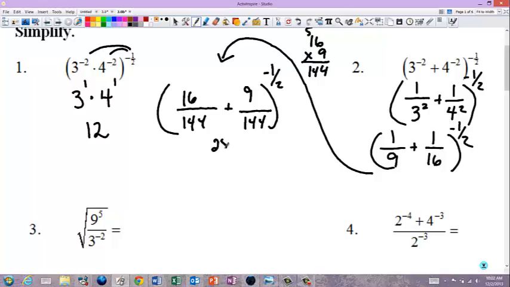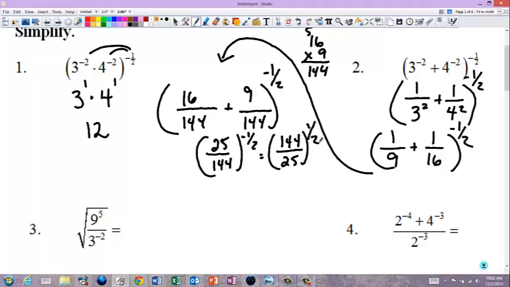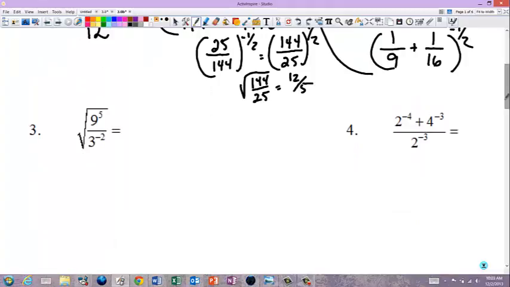So that's 25 over 144 to the negative 1/2. The negative is going to flip it to the positive 1/2. 1/2 is the square root. So that's 12/5. Here's 3 and 4.